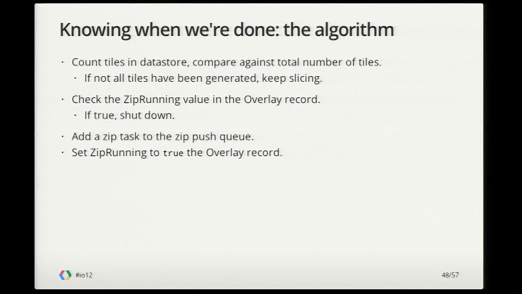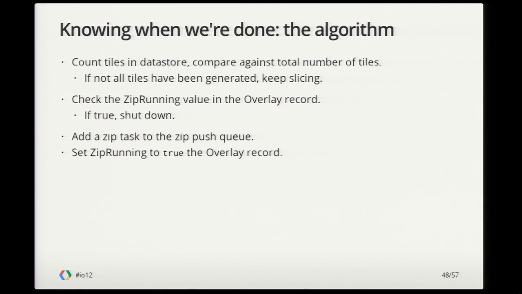So at the end of each slice task, when a slice task has finished processing tiles and has no more work to do, it does a query to count the number of tiles that exist in the data store. And then it takes that count and compares it with the total number of tiles that it's expecting. So we had a field in the overlay that was recorded with the number of total tiles. And if there aren't enough tiles in the data store, we know that it's time to keep slicing. So we go back to the start and try and find more work to do.